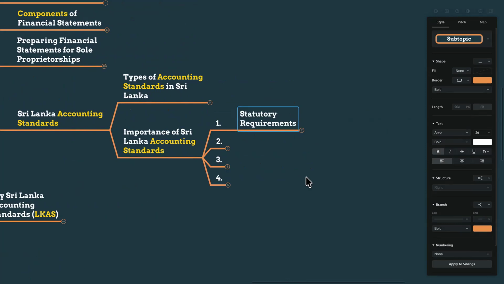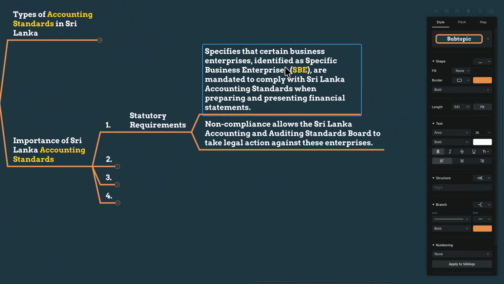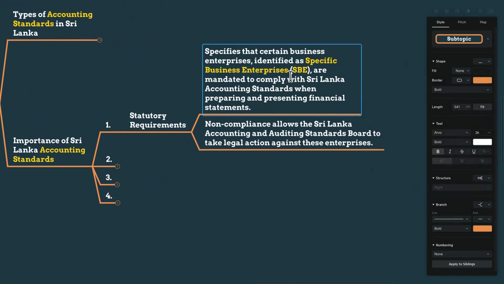Statutory means legal, right? Because legally it specifies that certain business enterprises, identified as specific business enterprises, SBE, very important word, okay? Not SME, okay? I'm not talking about SME, my dears. SME, small medium enterprises, that's a different story. This is SBE, specific business enterprises.